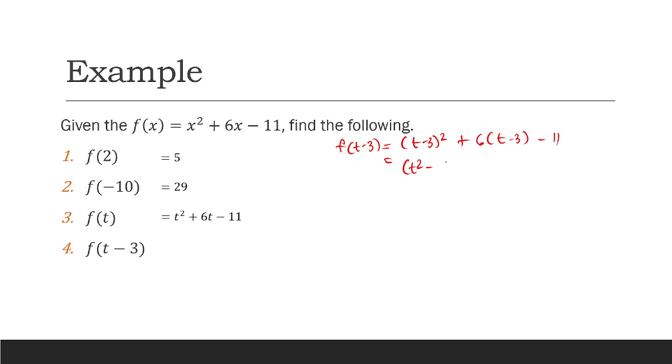We have t squared minus 6t plus 9, plus 6t minus 18 minus 11. For this one, we can cancel the negative 6t and the plus 6t. So we will arrive at t squared plus 9 minus 18 minus 11. This is negative 9 minus 11, so we will have t squared minus 20. So that is f of t minus 3. That is how we evaluate functions.